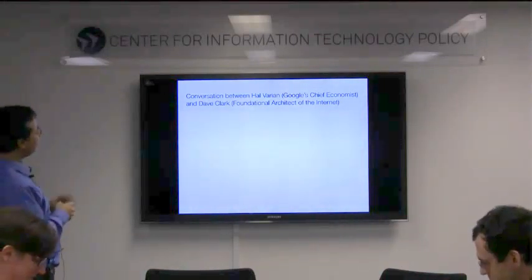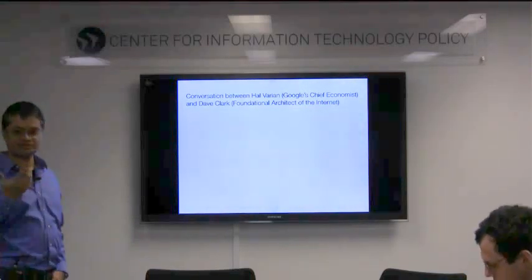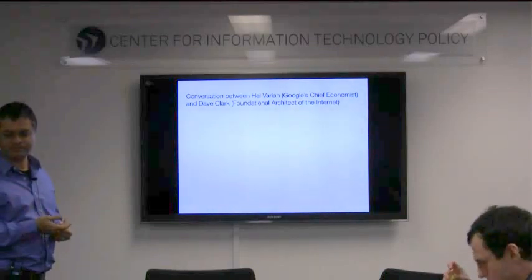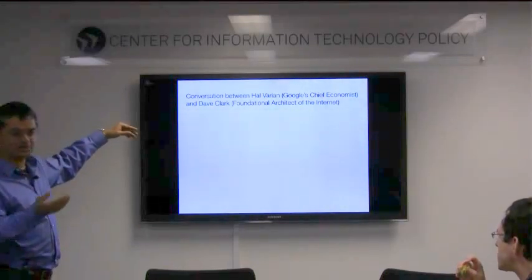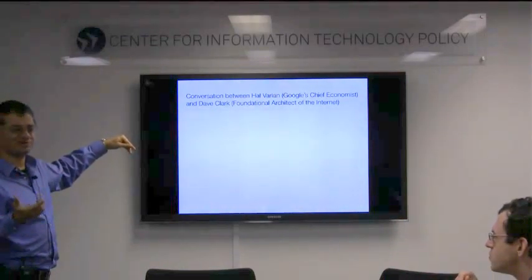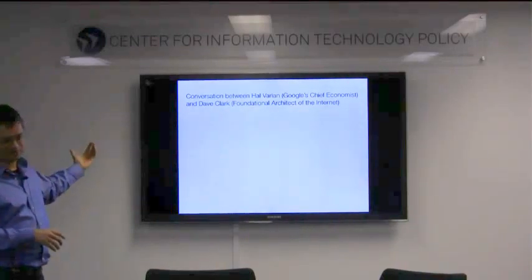But a couple of years ago, I discovered this conversation between Hal Varian, Google's chief economist, and Dave Clark, one of the architects of the internet. And I didn't know it was Hal Varian. Last week I was giving a talk and Dave was in the audience. I asked him, so who was this economist? And he said Hal Varian. But whatever I'm going to talk about today is sort of captured in this conversation.